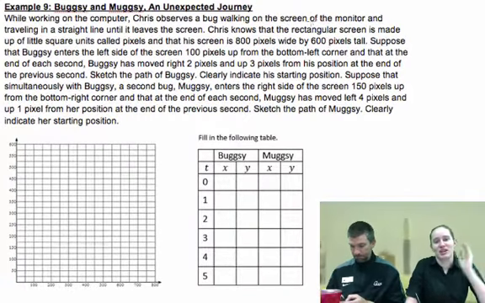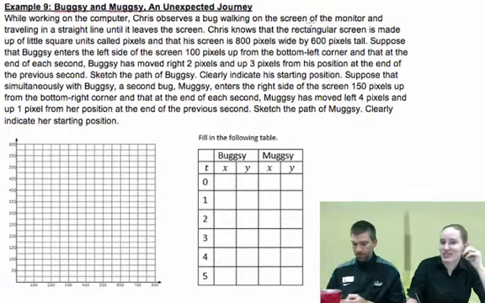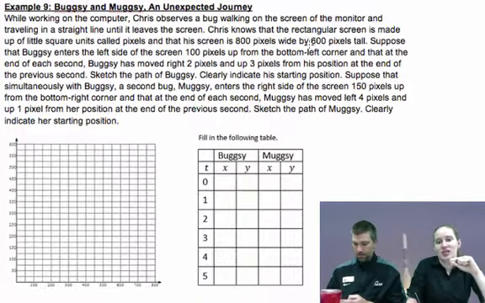Yeah. So example 9, Bugsy and Mugsy, an unexpected journey. While working on the computer, Chris observes a bug walking on the screen of the monitor and traveling in a straight line until it leaves the screen. Chris knows that the rectangular screen is made up of little square units called pixels, and his screen is 800 pixels wide by 600 pixels tall.